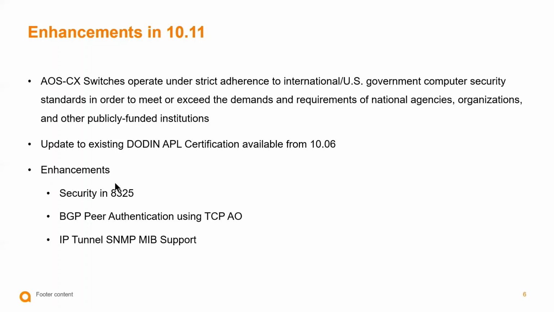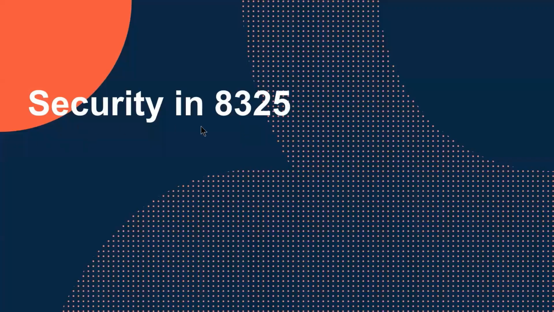So the enhancements in 10.11 are security in 8325, BGP peer authentication using TCP AO, IP tunnel, SNMP MIB support. So in the coming slides, we'll see more details about these enhancements. Let's see about security in 8325.